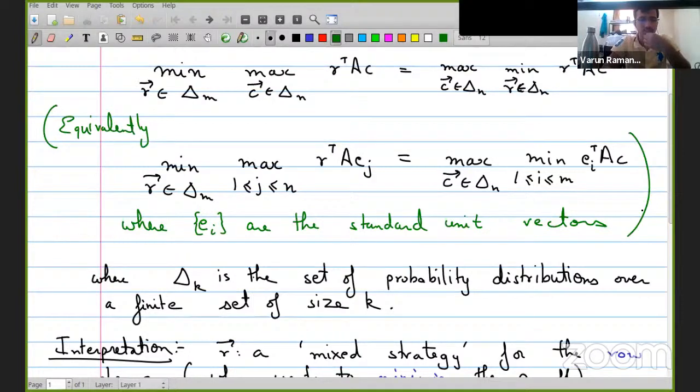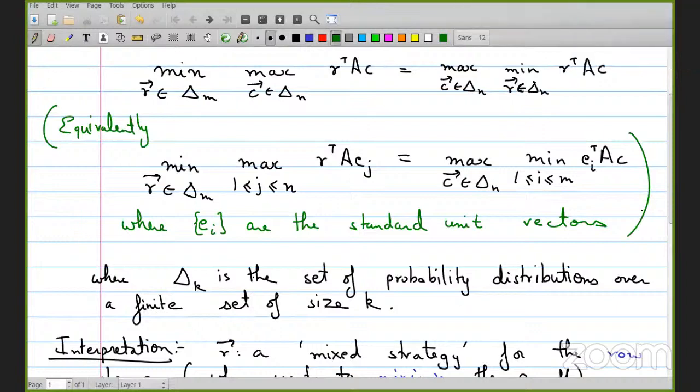Is it something to do with, when you're taking some probability distribution over the strategies, then it's a convex combination of the pairs? Well, yeah, it's that, but it's also much simpler, right? So let's just think about this. What is R transpose A? It's just a vector, right? Of what dimension?